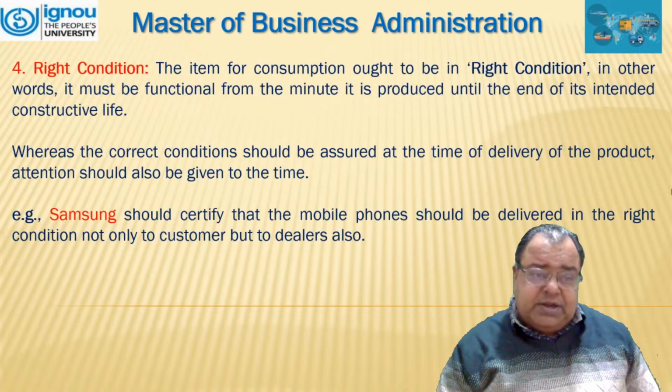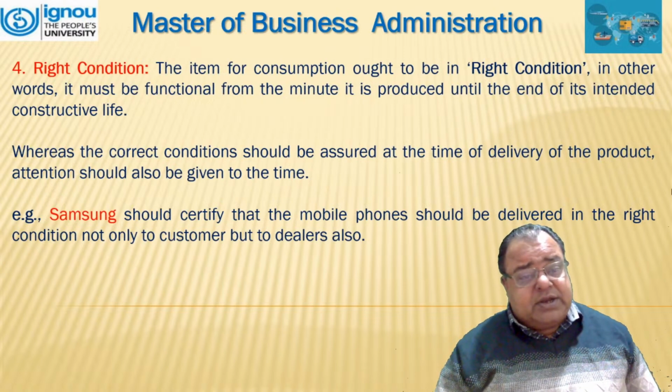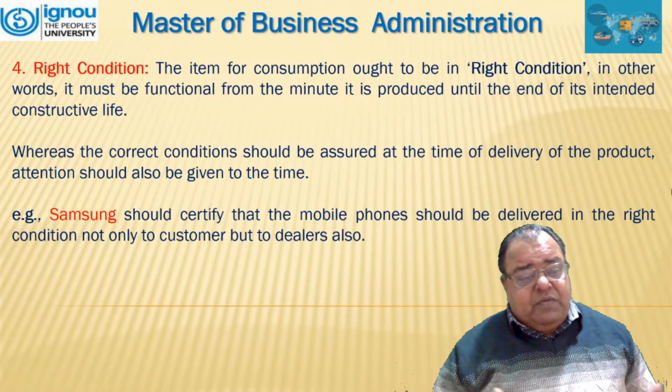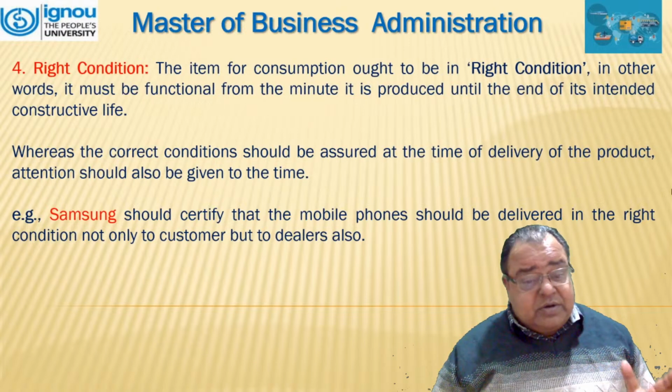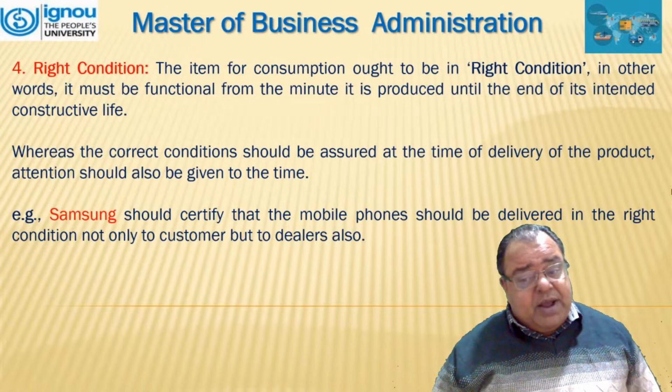Then comes your right condition. The item for consumption ought to be in right condition. In other words, it must be functional from the minute it is produced until the end of its intended constructive life. Whereas the correct condition should be assured at the time of delivery of the product. Attention should also be given to the time. For example, Samsung should certify that mobile phones should be delivered in the right condition not only to customers but to dealers also.